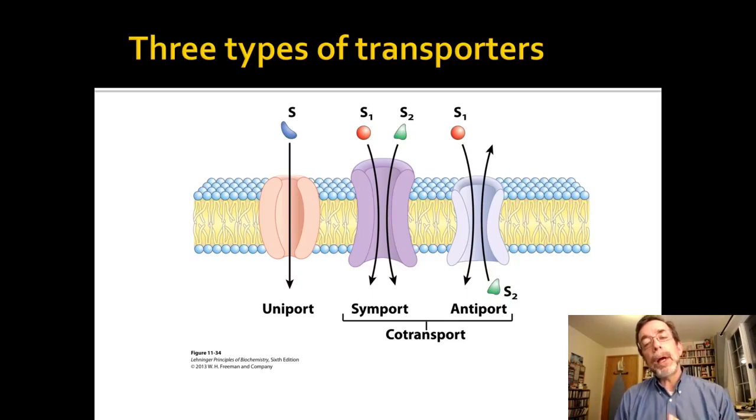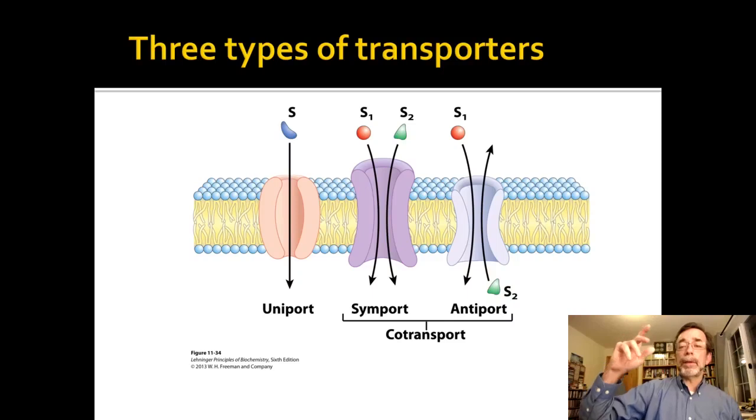Then there's two kinds of co-transporters. Sometimes you can get a two-at-once kind of transport. There's symport, in which both substrates move through in the same direction. Then there's antiport, when one substrate moves in and one substrate moves out.